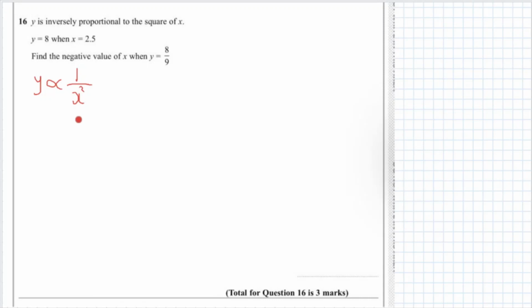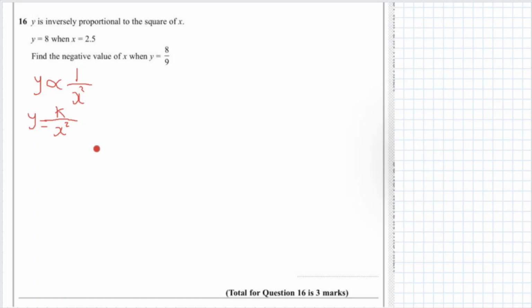Then we turn it into an equation, as I showed you how to on the previous slide. It's going to be y equals k over x squared, because that's where we put the k for inverse proportion, because we're timesing by k. It then goes on the top.